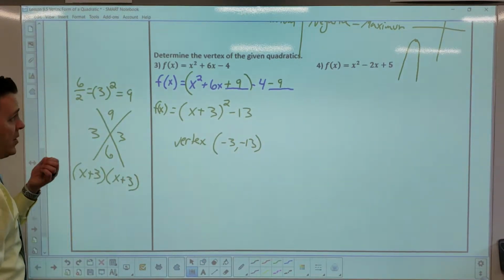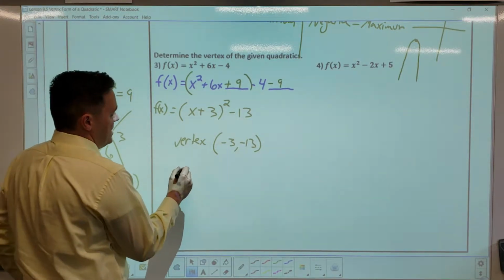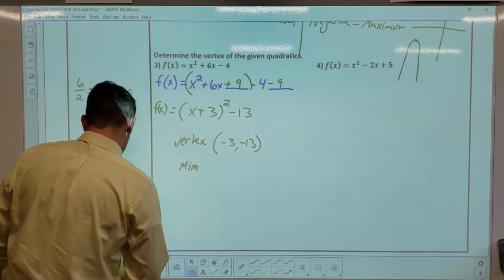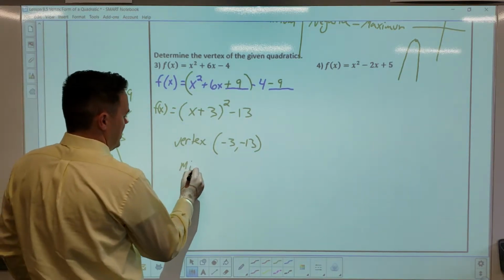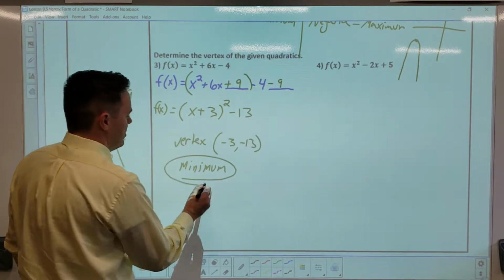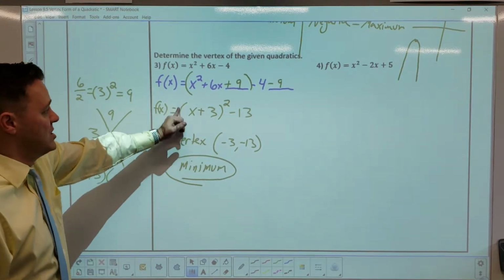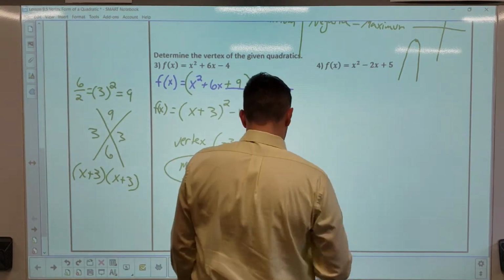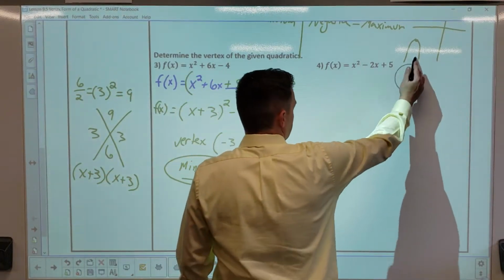Okay? If I want to know if this is a maximum or minimum, this is actually a, I can spell minimum. Minimum. All right, it's a minimum point as well, because the a value, which is technically in front of here, is a positive 1. The other setup over here, let me delete this beautiful drawing.